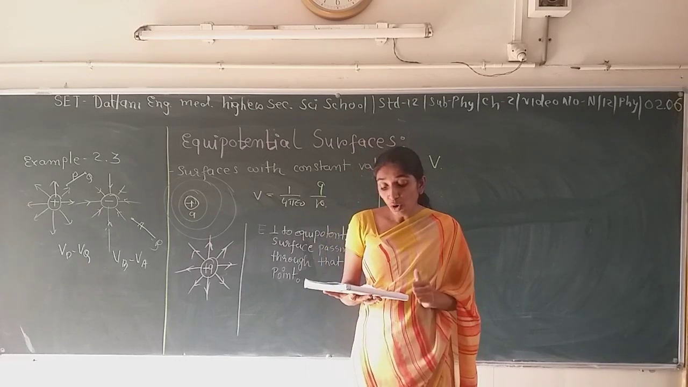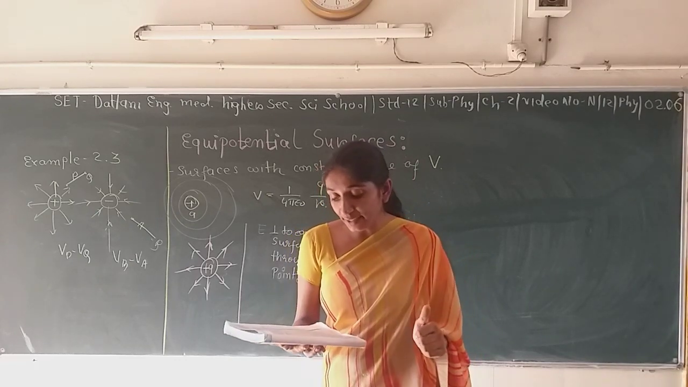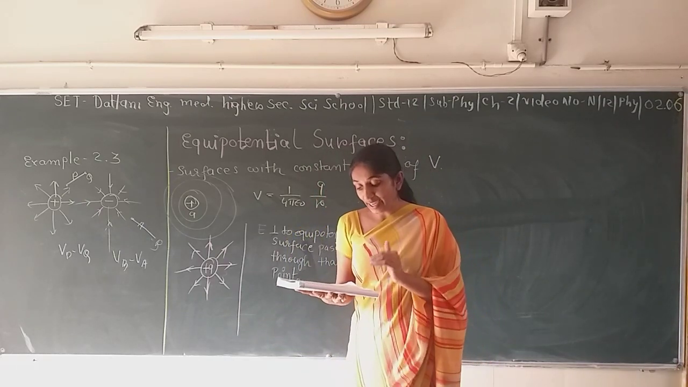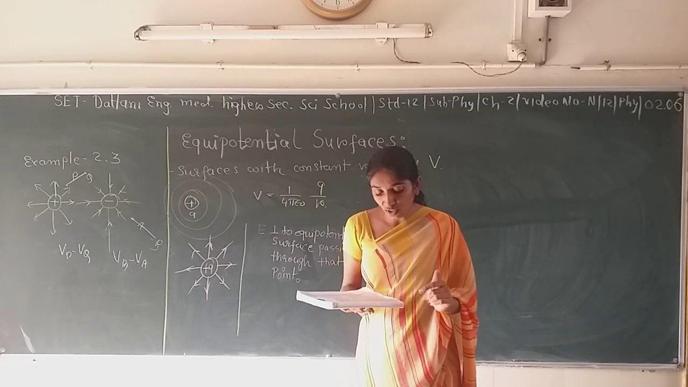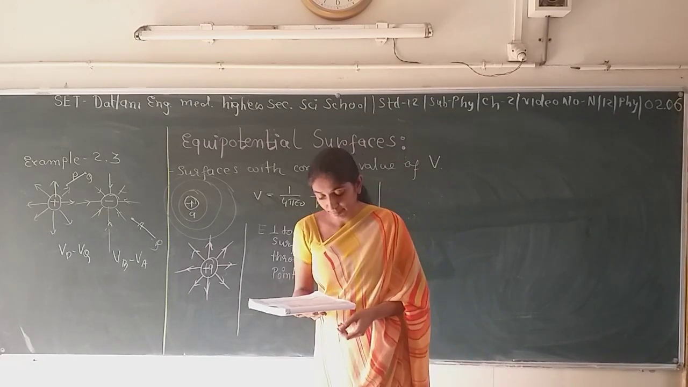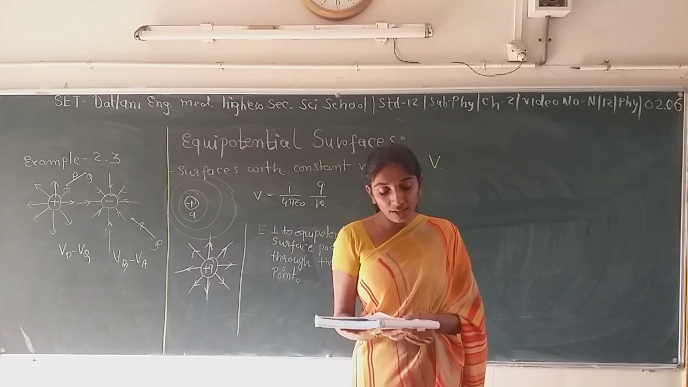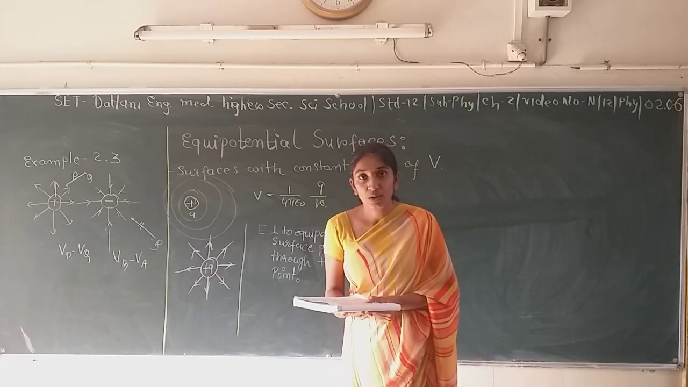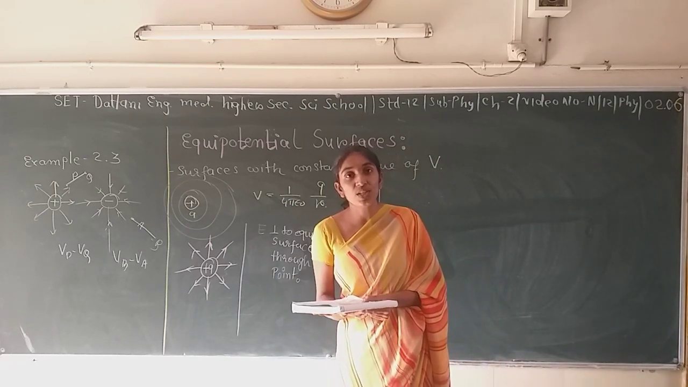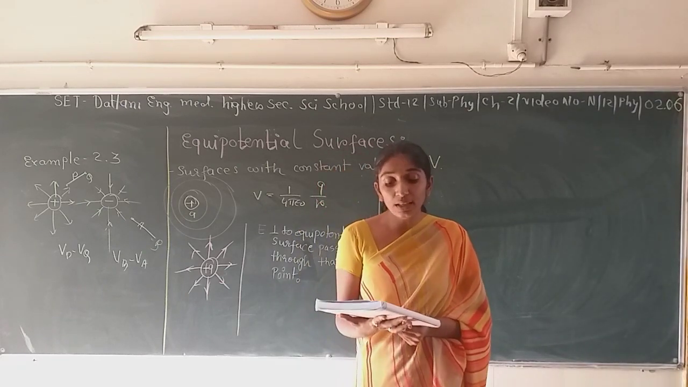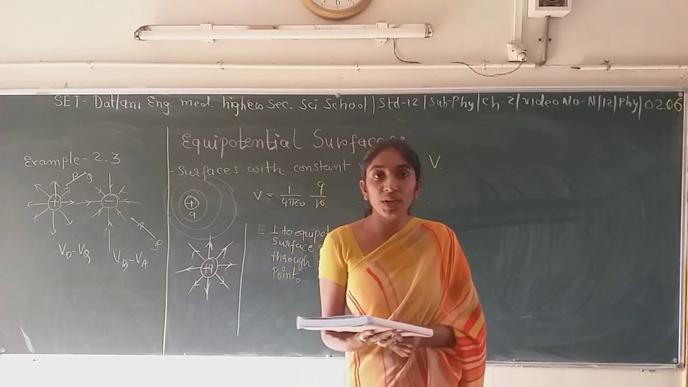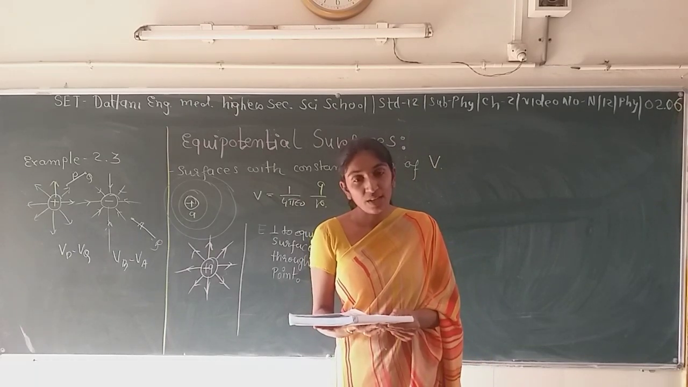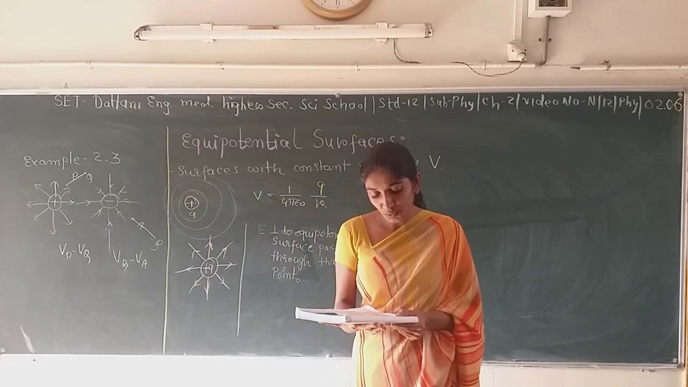So a small negative charge will be attracted towards positive charge. The negative charge moves from higher potential energy to lower potential energy. Therefore, the sign of potential energy difference of a small negative charge between Q and P is positive. Because it is a negative charge, it is going to be attracted towards P. From Q to P, it is going to get attracted. So that is going to be positive.